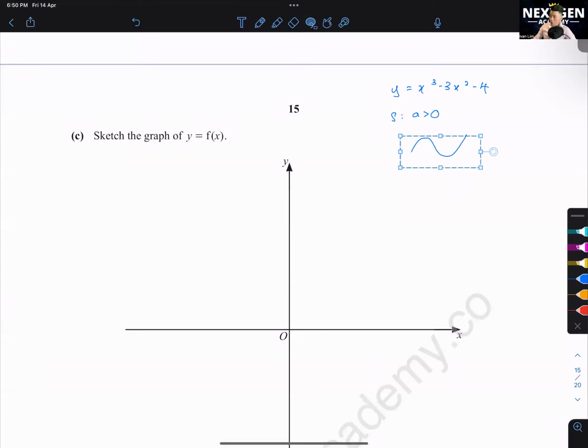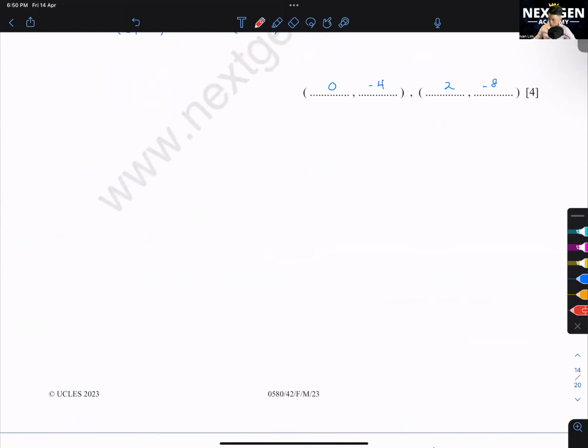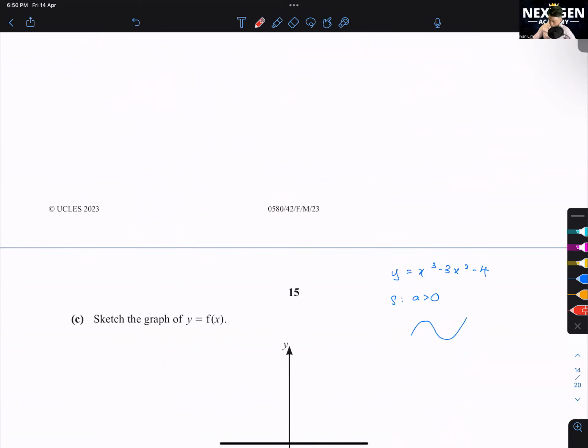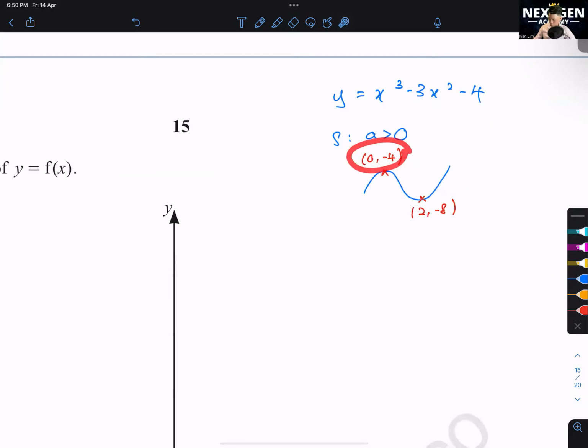Okay, second thing, we actually found what our turning points are. You go back to the previous question. The turning points that we have calculated are (0, -4) and (2, -8). Okay, 0 is more towards the left-hand side. So this one should be this. This one is this. So you just roughly sketch it out at the side here first. Do you all understand why this one is (0, -4) and this one is (2, -8)? Because for 0, we look at the x value, 0 is smaller, so it's towards the left-hand side. 2 is bigger than 0, so it's towards the right-hand side.